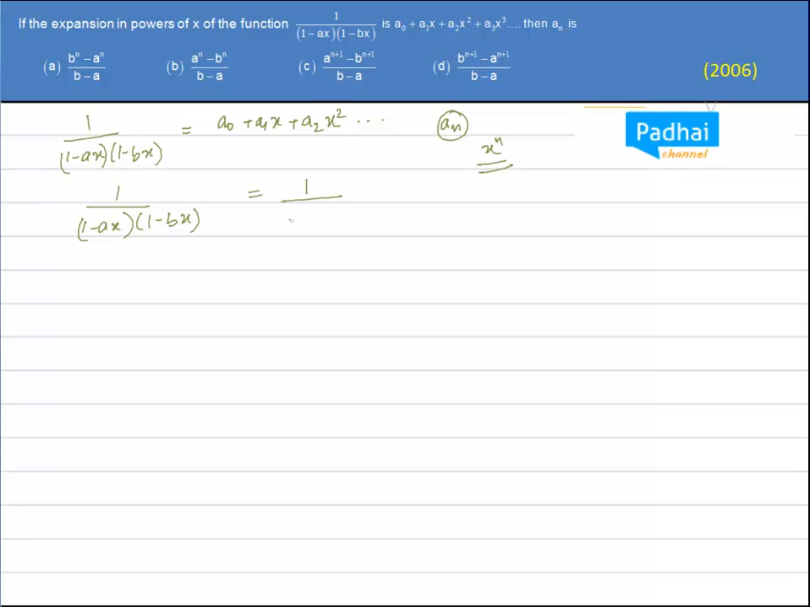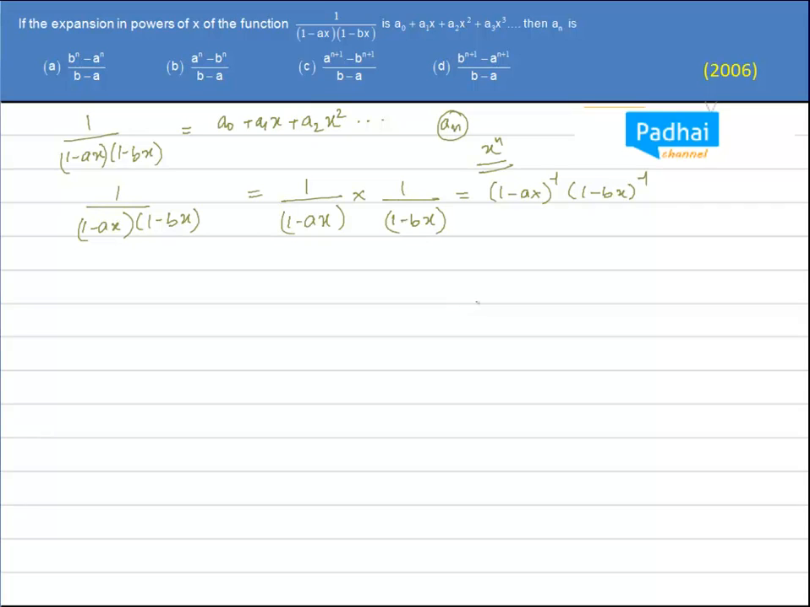So I can write it as a multiplication of two functions, that is 1 upon (1 - ax) times 1 upon (1 - bx), or I can write it as (1 - ax) raised to power minus 1. Alright, this is minus 1 over here.